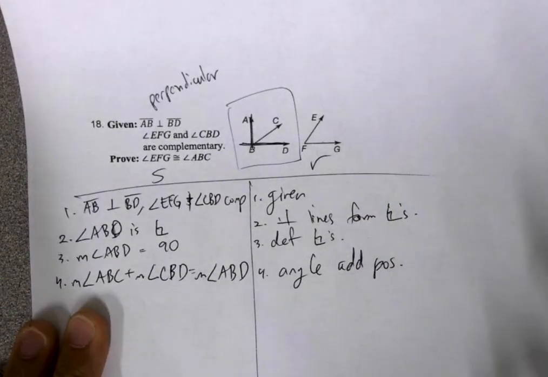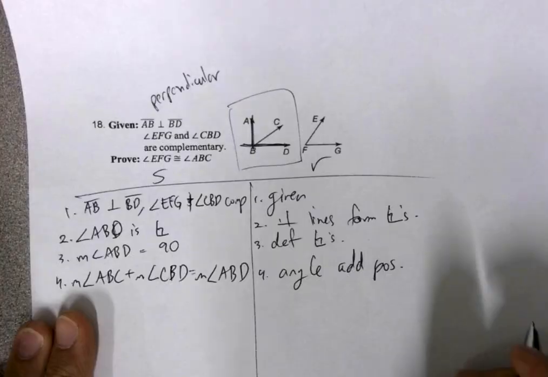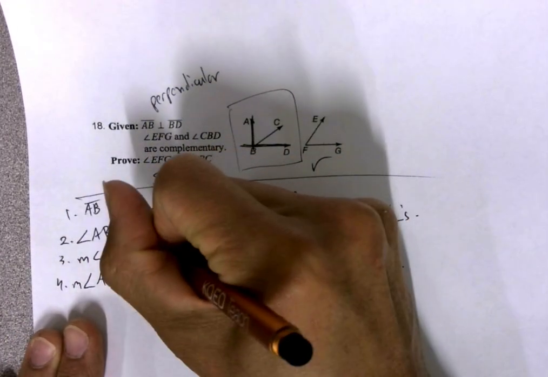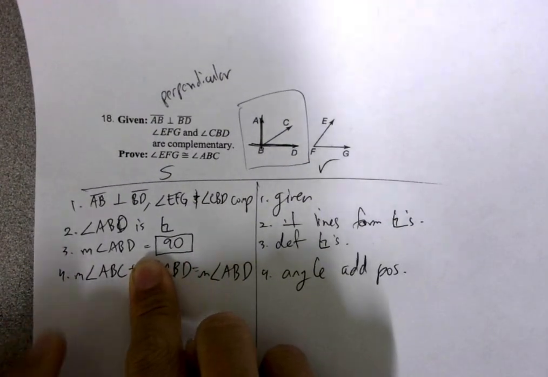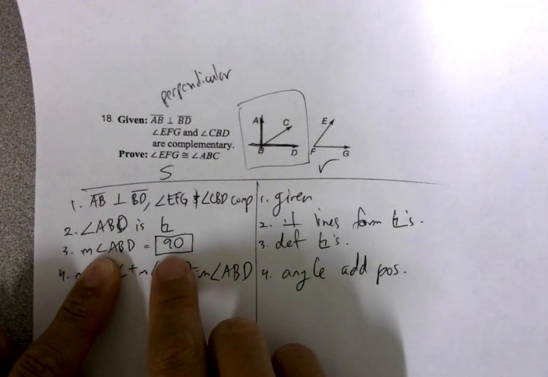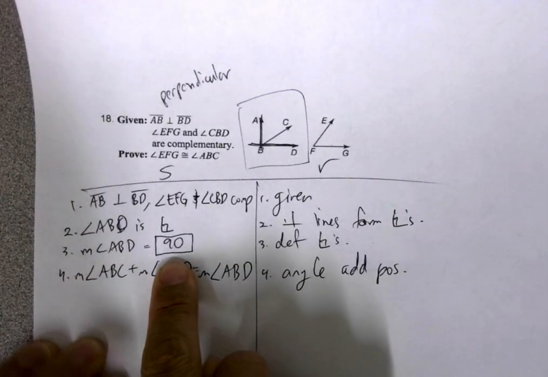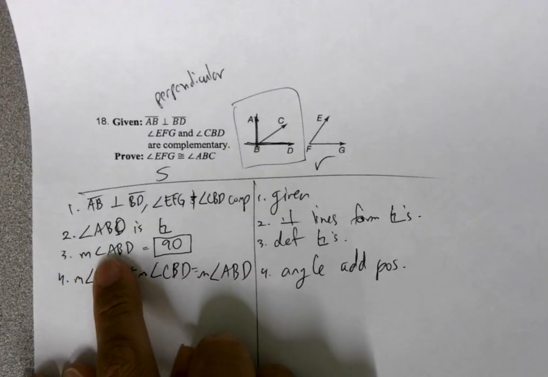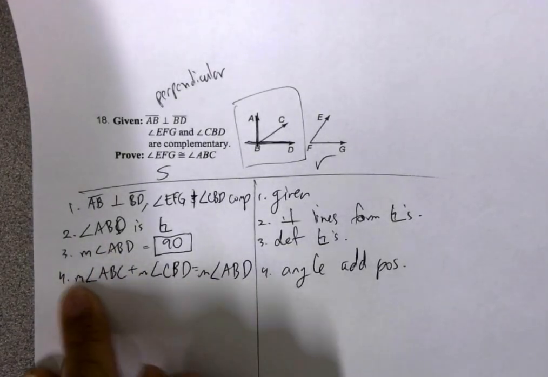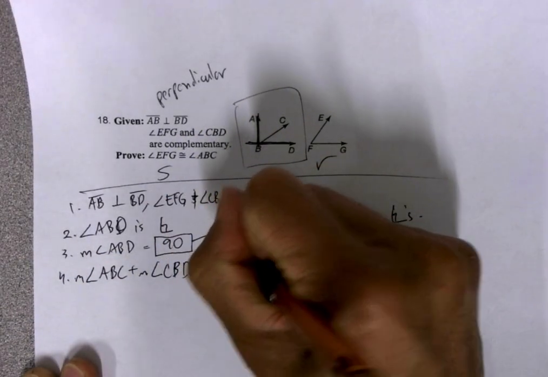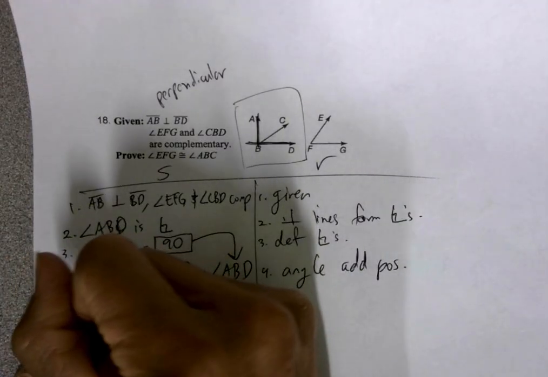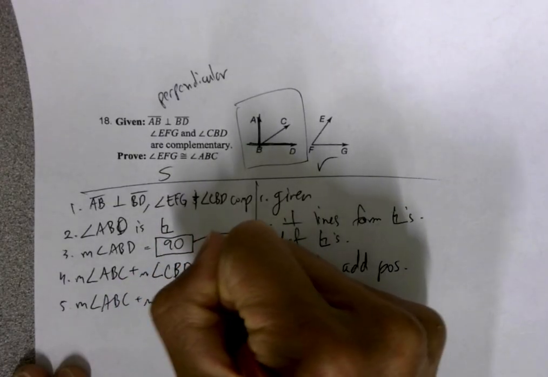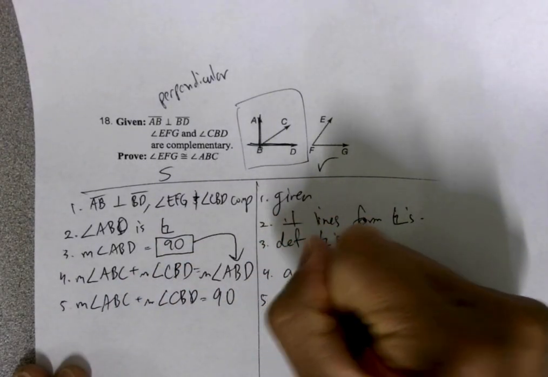Okay. Now what are we going to do? Well, we can do a substitution. This problem is similar to a previous problem, but it's a little bit different. We could take this 90, and what that equal sign means is anywhere I see the measure of angle ABD, I could put the number 90, in a different equation. Do I see measure angle ABD in my only other equation? Yes, I do. It's right here. So I'm going to take the 90 and place it right in there. So I have 5: measure angle ABC plus measure angle CBD is equal to 90. Five is substitution.